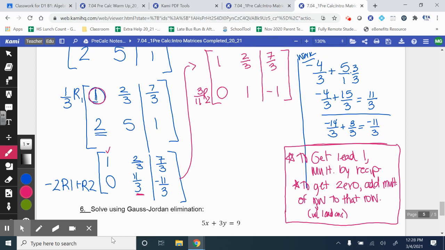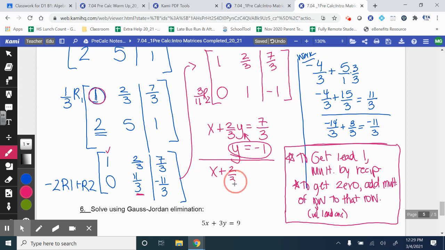Lead 1, then zeros. All right, and then since we're doing Gaussian with back substitution, once we get all our lead 1s, now we can put it back into our equation. So 1x plus 2/3 y equals 7/3. And the other equation is 0x, which is just 0, and y equals negative 1. So now I can take y equals negative 1 and substitute it back into the other equation. So I'd have x plus 2/3 times negative 1 equals 7/3. So that's x minus 2/3 equals 7/3.